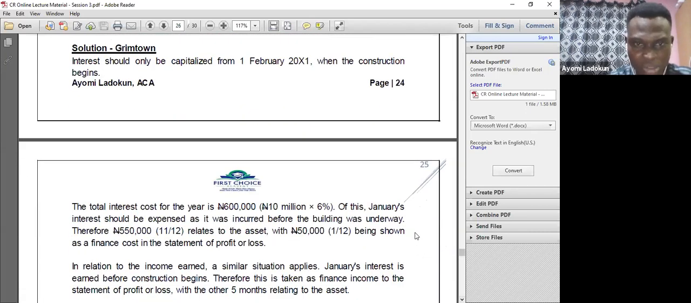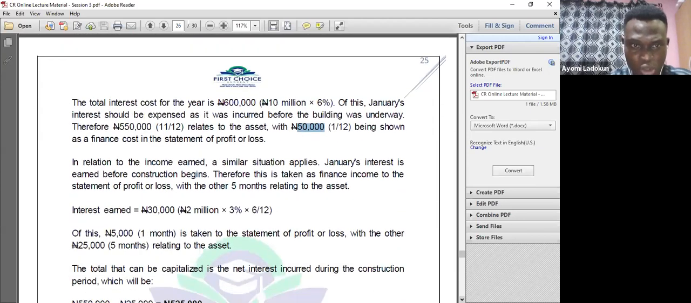Okay, so let's look at that. Can you see now? Yeah, this is 600. I actually got it right. And this is 50,000. Can you see now that we go as finance cost in the income statement? Can you see the explanation? The same thing, we also go to income here. That's 30,000, and you do this.